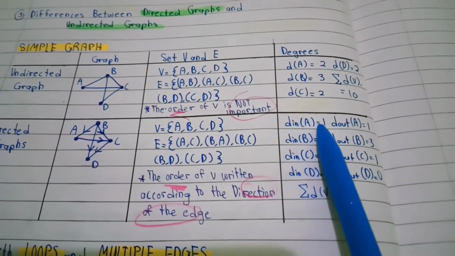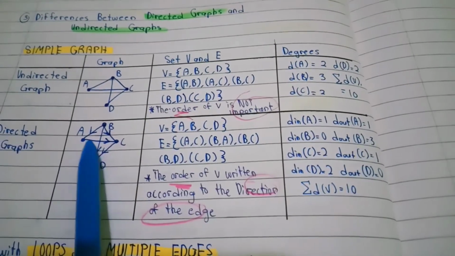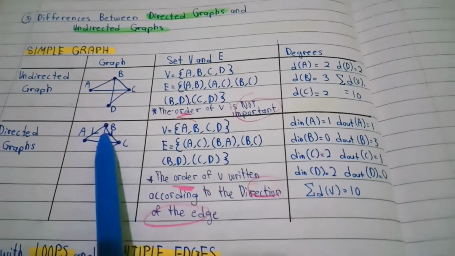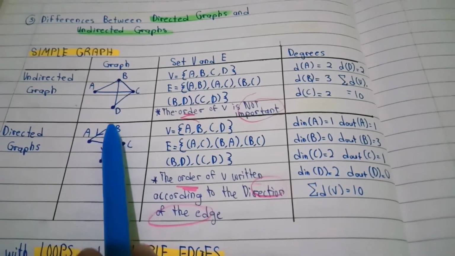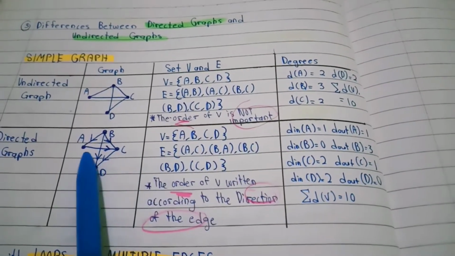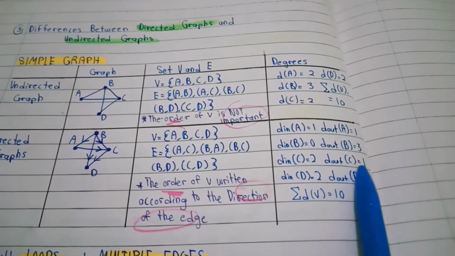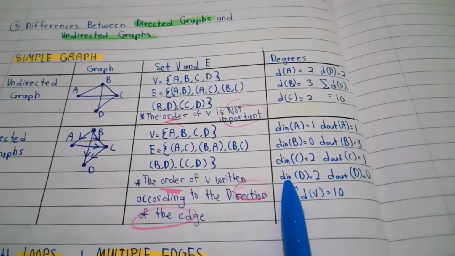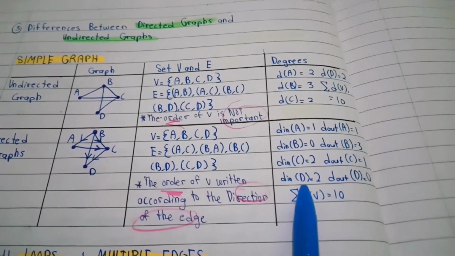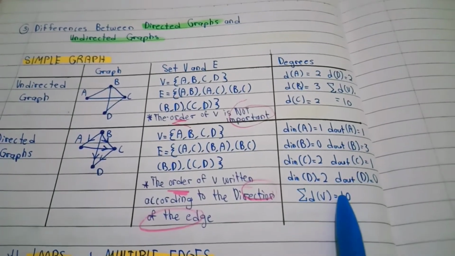The degrees that go in for A is 1, and the degrees that go out for A is also 1. Degrees that go in for B is 0, and degrees that go out for B is 3. As you can see, all go out. Degrees that go in for C is 2. Degrees that go out for C is 1. Degrees that go in for D is 2, and no degrees go out from D. So that makes the sum of degree 10.